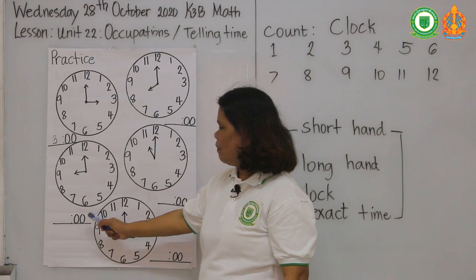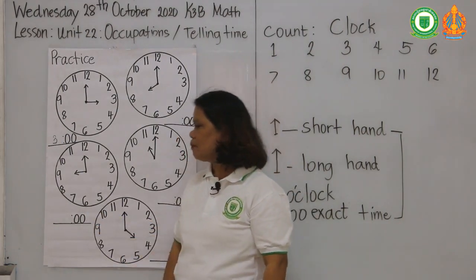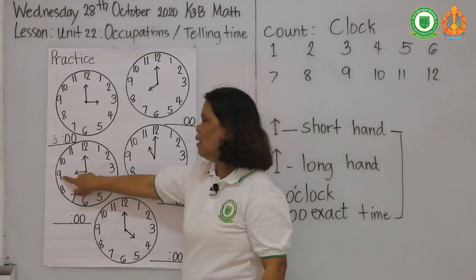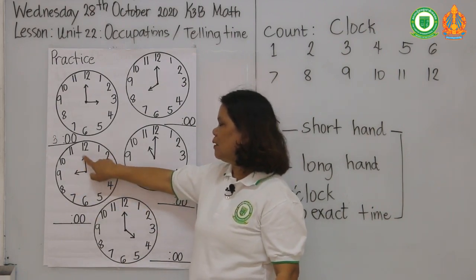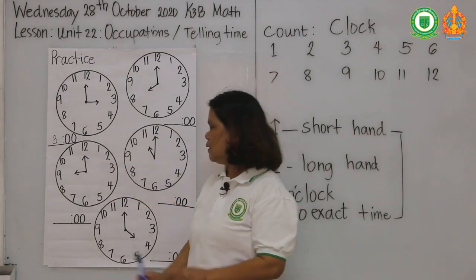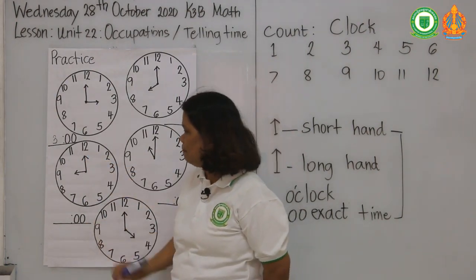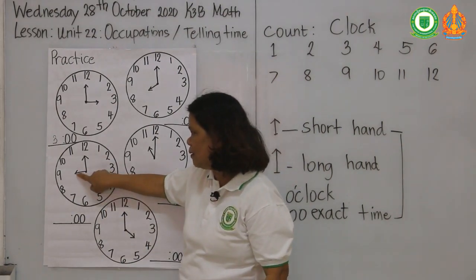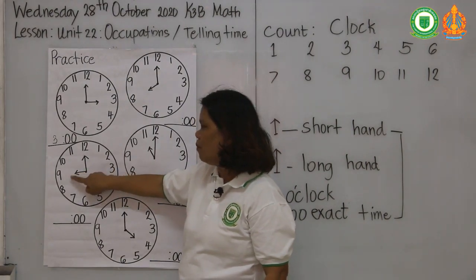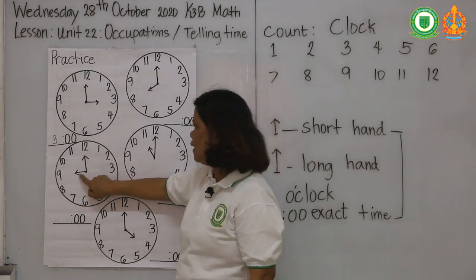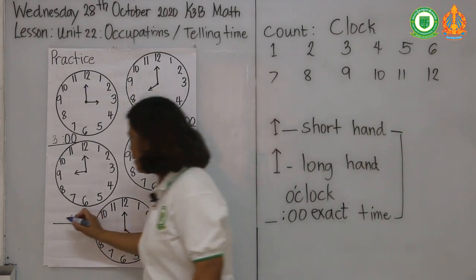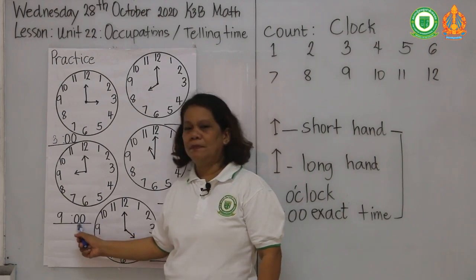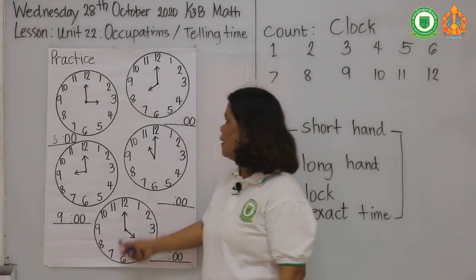About number 2, what time is it? Look at the short hand. It is pointing to number 9, and the long hand is pointing to 12. So this is also exact time. Follow the short hand. The short hand is pointing to number 9, so it is 9 o'clock. You understand?